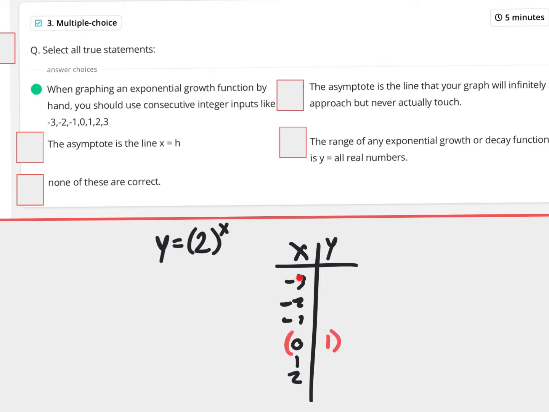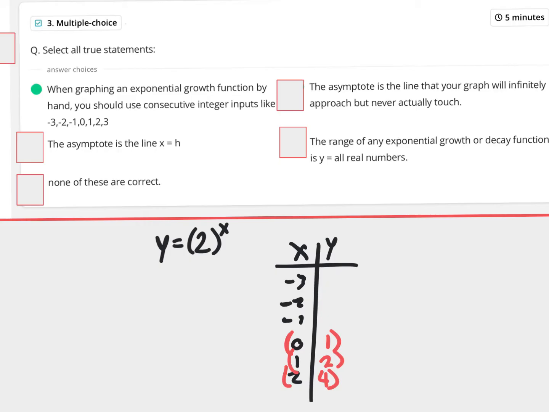And then from there, if they are in consecutive integer input order, -3, -2, -1, 0, 1, 2, you're not skipping any numbers. They're in perfect numeric order. Then you could use your growth factor of 2 to get from one output to the next output. So this 1 times 2 will get you 2. And then 2 times the growth factor of 2 will get you 4. And you get all the coordinates that you need.